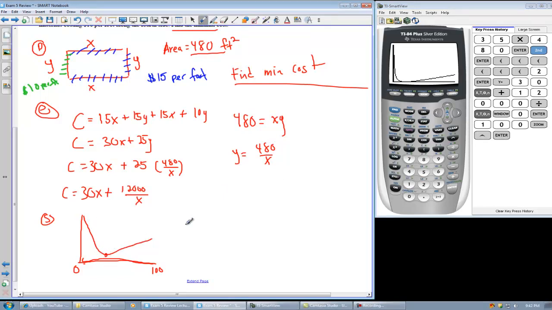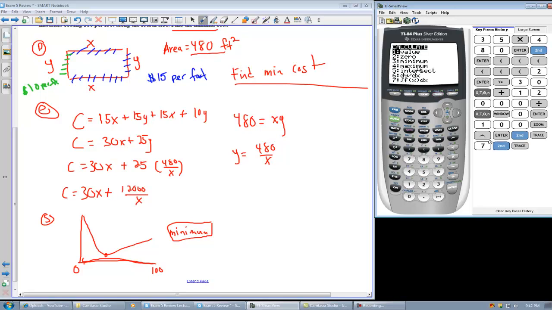And I'm looking for this minimum, right? So I'm going to hit the minimum button. I hit second trace to pull up the calculate menu, and I go down to minimum, which is number 3. All right, so I hit enter on number 3. And it says left bound. Well, 0 is definitely to the left of the minimum, so I'm going to hit 0, enter. And then 100 is definitely to the right, so I'll just hit 100 and enter. That way I don't have to deal with the arrow buttons. And hit enter for a guess, and I'll spit out my answer.